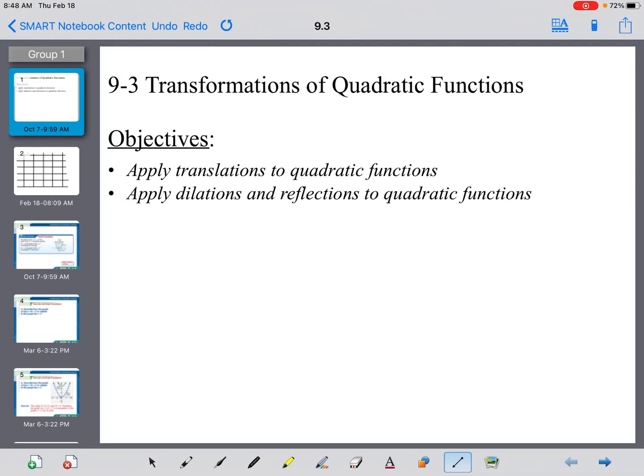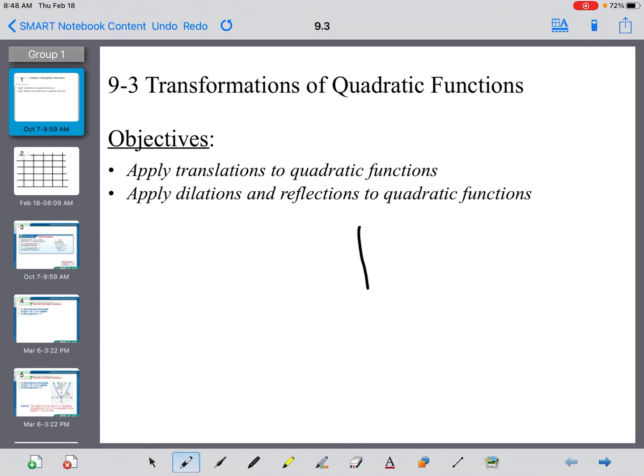All right, we're going to look at section 9.3 kind of quickly if we possibly can. We're going to look at transformations of quadratic functions. And we're going to apply those translations, and we're going to talk about two things, dilations and reflections.